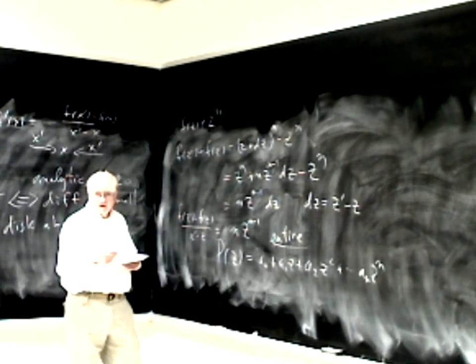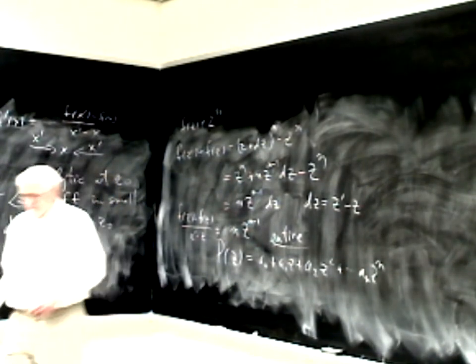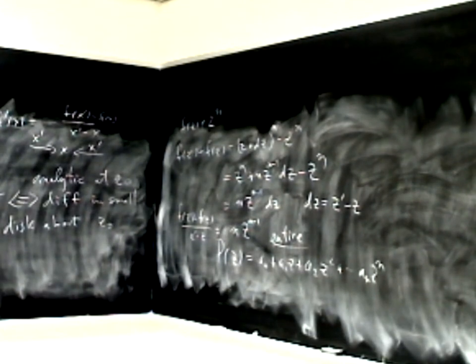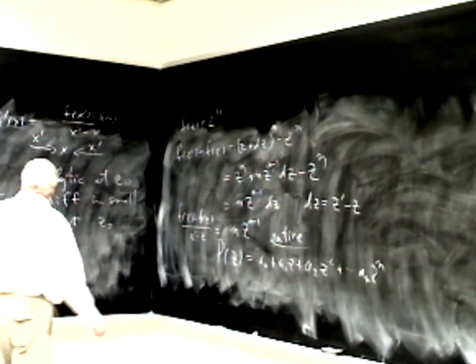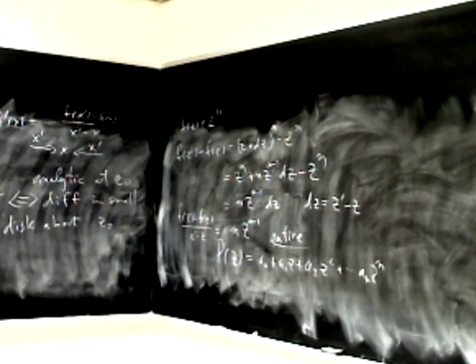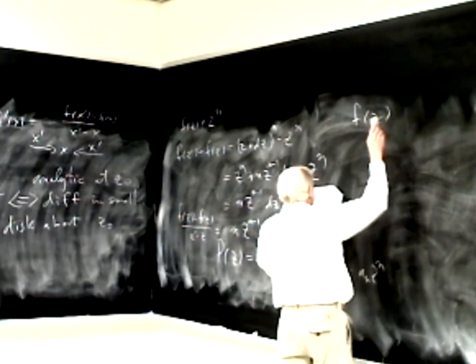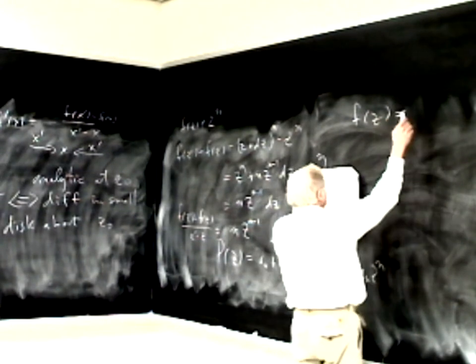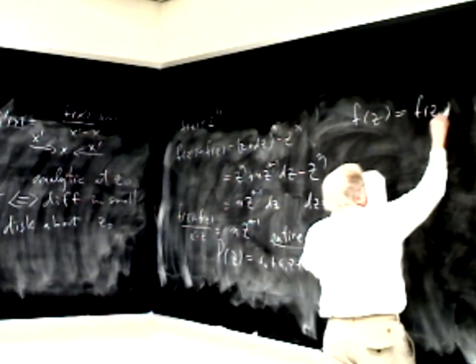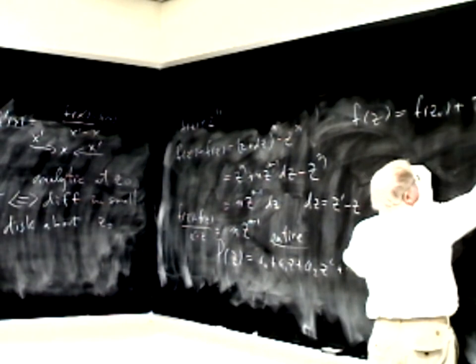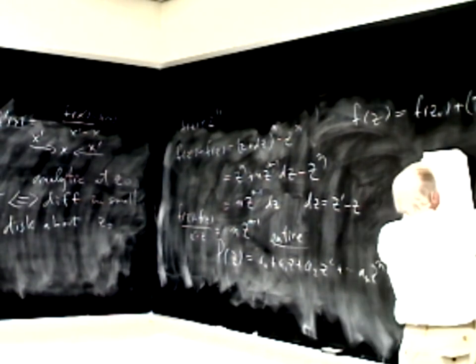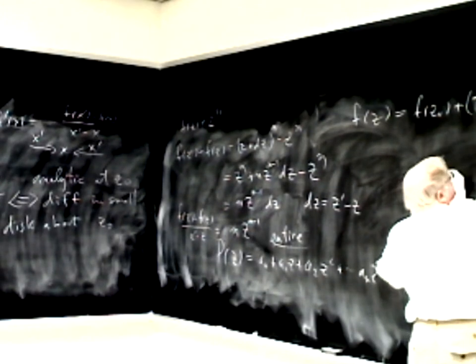Any questions? Okay. Well, now, it turns out that the most important theorem of complex variable theory is an immediate consequence of the definition of differentiability. To see that, suppose f of z is analytic at z0. Then near z0, it must be of the form f of z0 plus z minus z0 times f prime of z0.